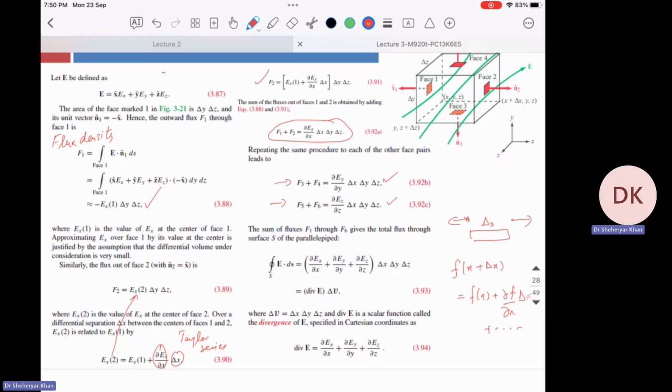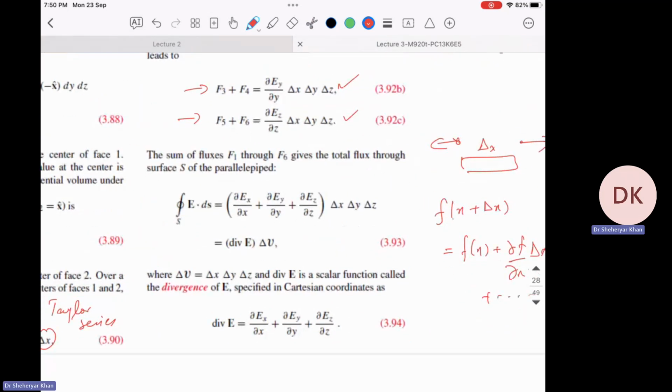Now add all of them. Now we are talking something very, very interesting. Add all of them and you will get this formula. So this is the total flux. The total flux is E dot ds, right? This is called surface integration. And this round sign means closed surface. That means it's a closed surface, bounded, where the starting and the end points are the same.